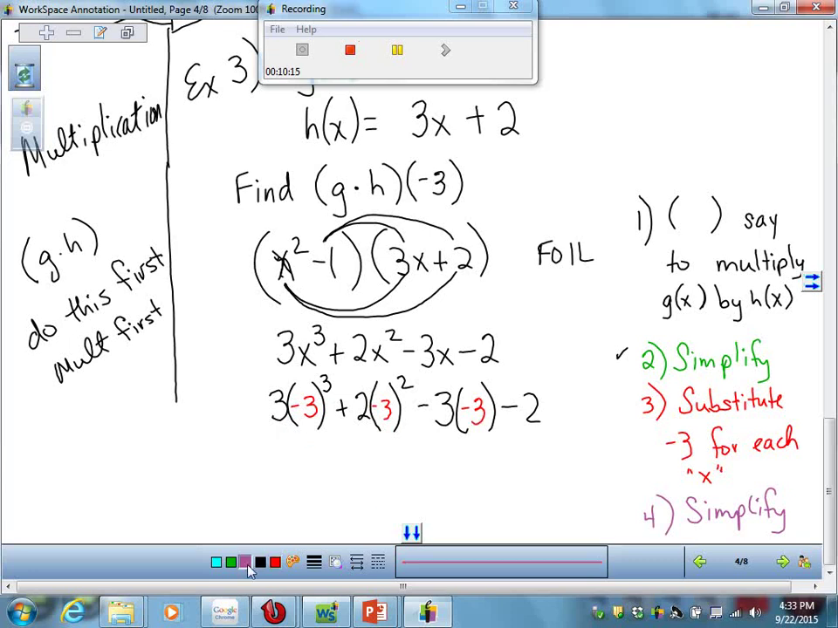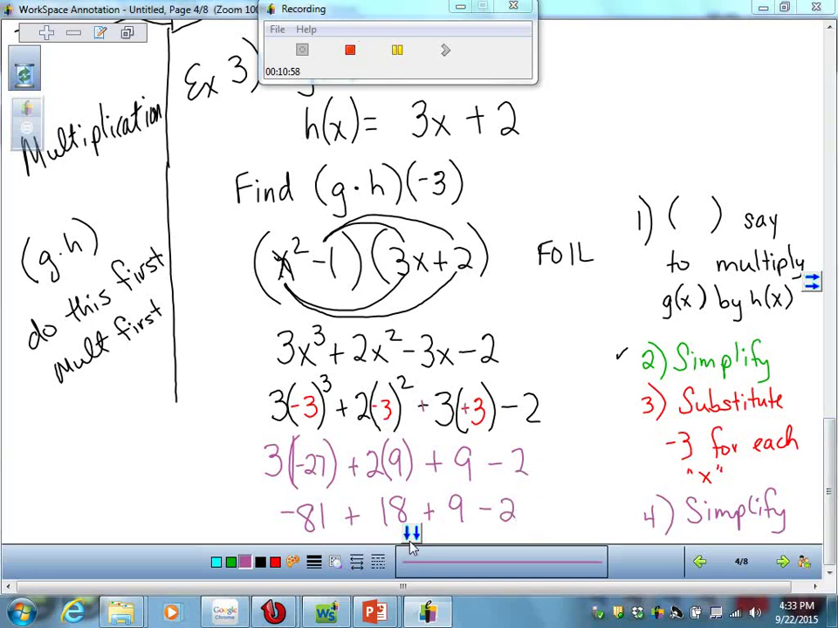Simplifying, step 4, almost done. Negative 3 to the third power is a negative 27. Negative 3 to the second power is a positive 9. Negative 3 times negative 3, positive 9. Minus 3 times a negative 3 gives me a positive 9 again, because this negative and this negative become positive, and then minus 2. 3 times a negative 27 is a negative 81. 2 times 9, 18. Plus 9, minus 2.